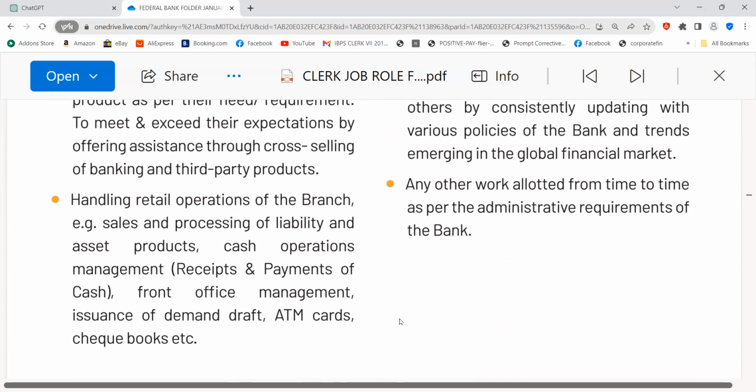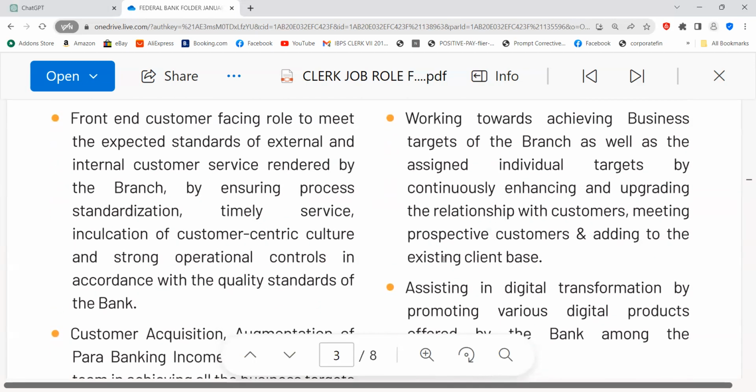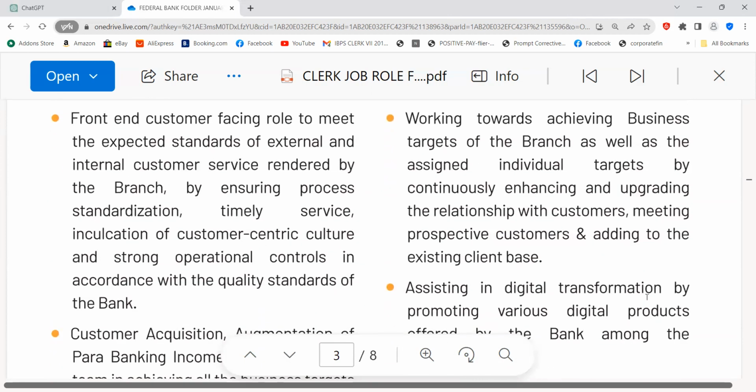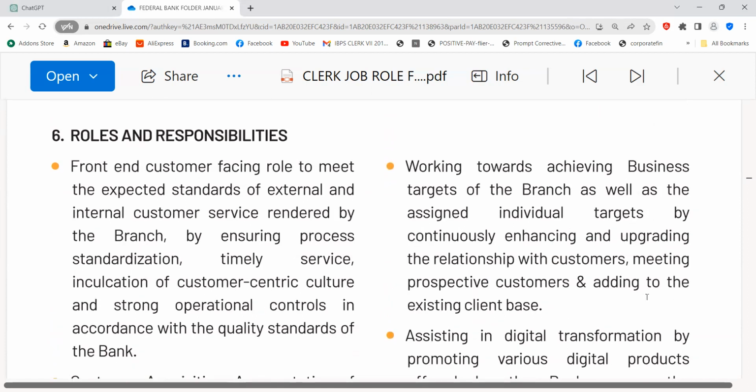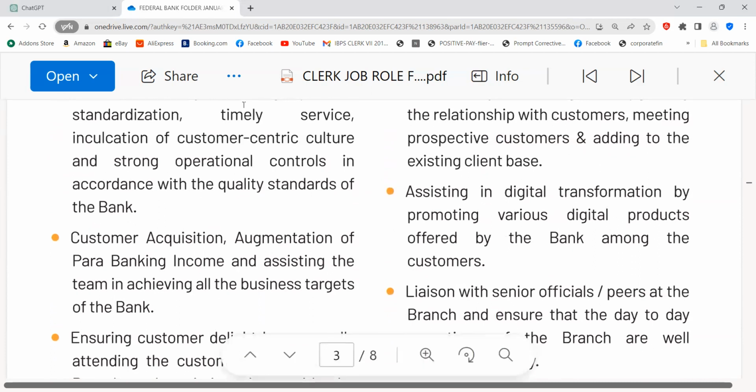Handling retail operations of the branch, for example, sales and processing of liability and asset products, cash operation management like receipts and payments of cash, front office management, issue of demand draft, ATM cards, checkbooks, etc. Working towards achieving business targets of the branch as well as the assigned individual targets by continuously enhancing and upgrading the relationship with customers, meeting prospective customers, and adding to the existing client base. Next, Vaishnavi.